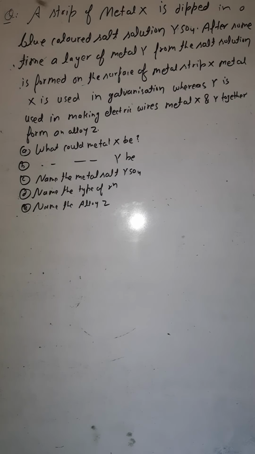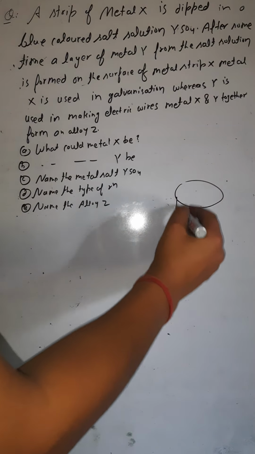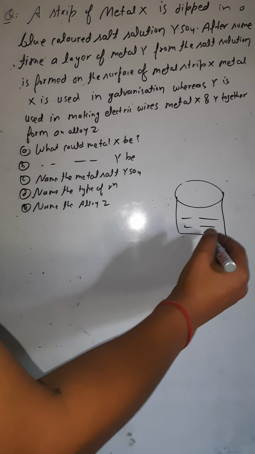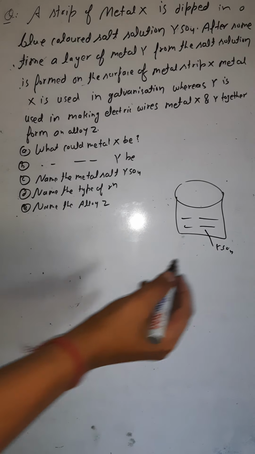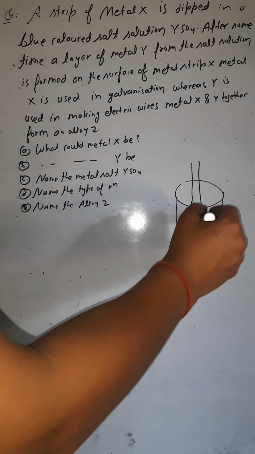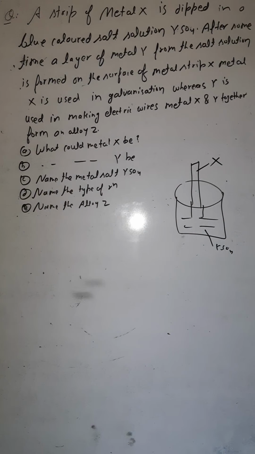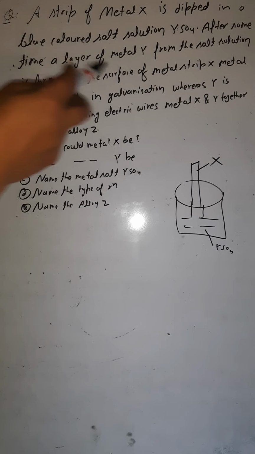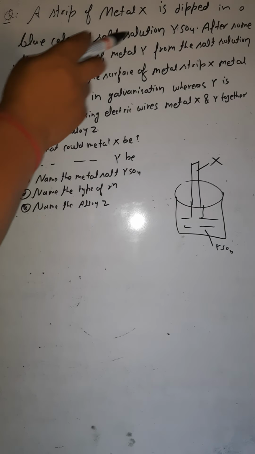So this is the solution. The solution is of YSO4 here, and you are dipping a metal strip in it, and this metal strip is made up of X. Okay, and while you are dipping it, what happens after some time?